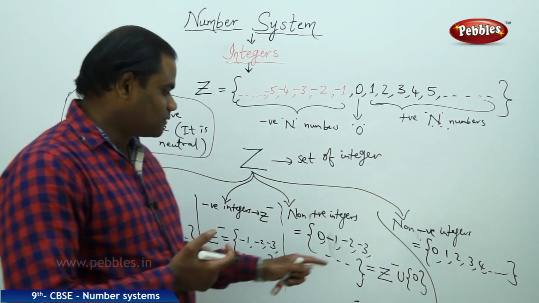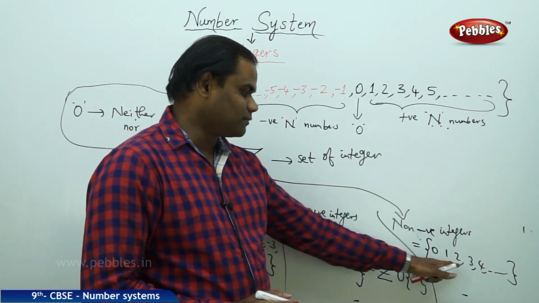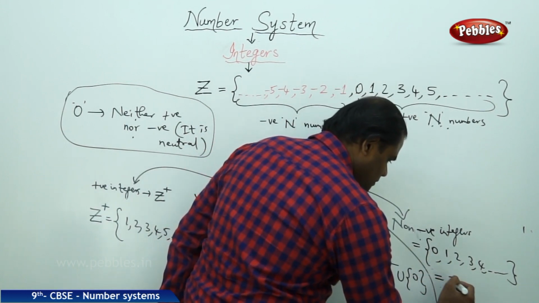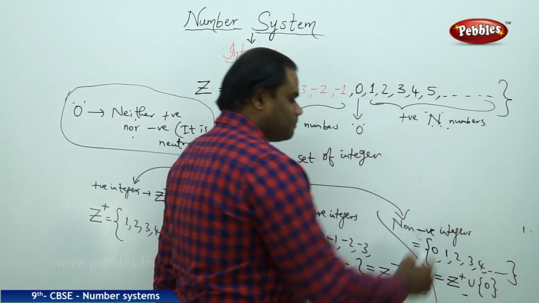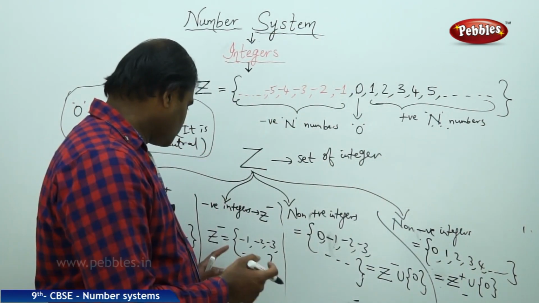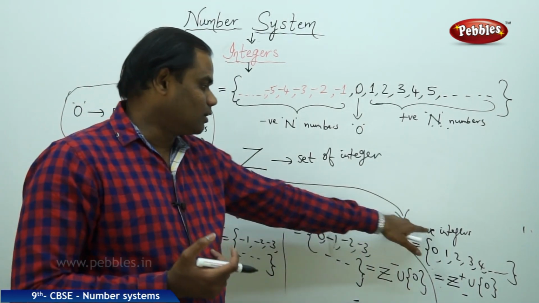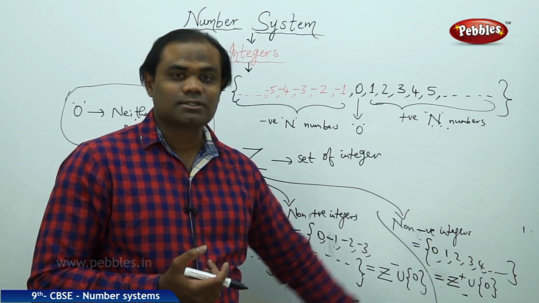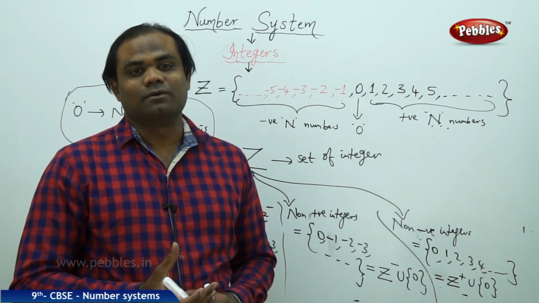Therefore, as we have written for all negative integers including 0, now as we have the non-negative integers, we have this to be Z plus union 0, the set of all positive integers including 0, which is neither positive nor negative. This is the set of non-negative integers, which is the combination of positive integers and the 0.